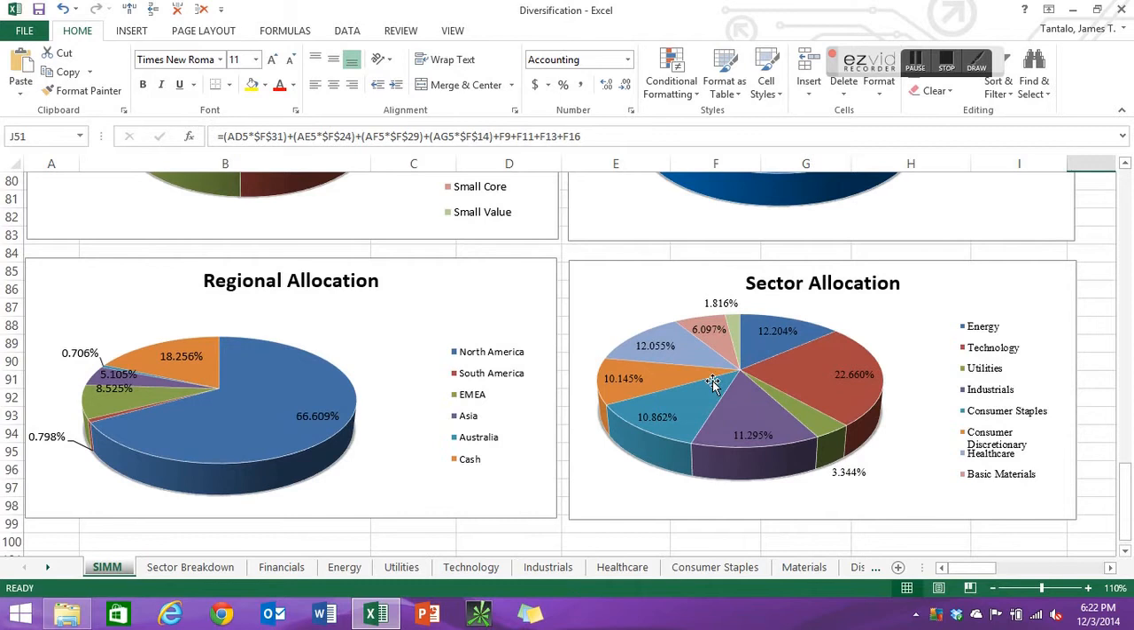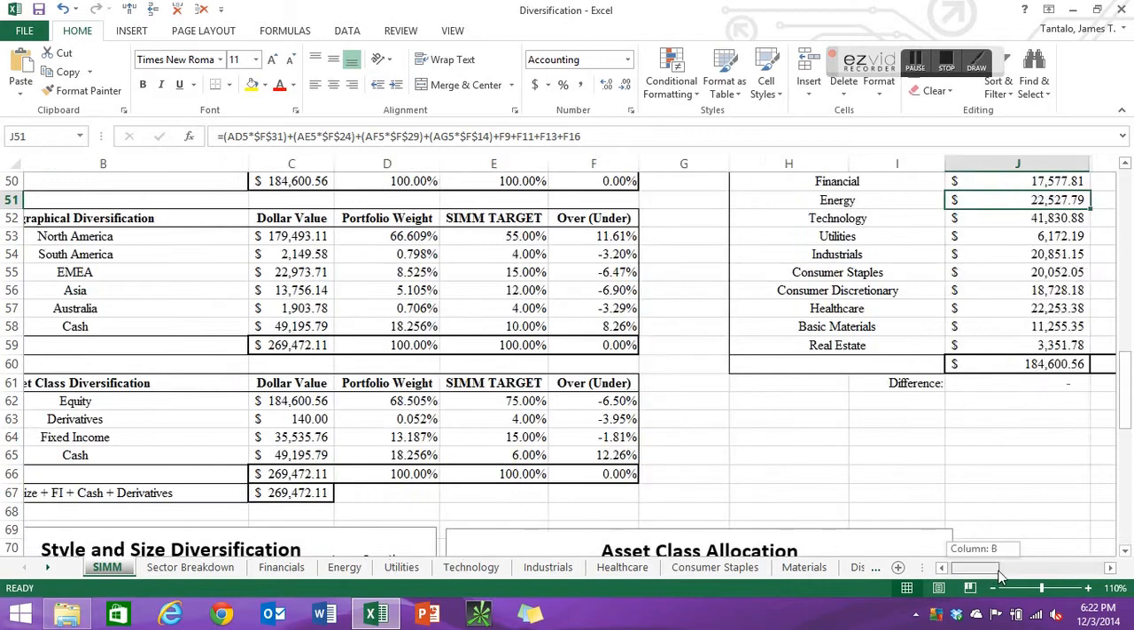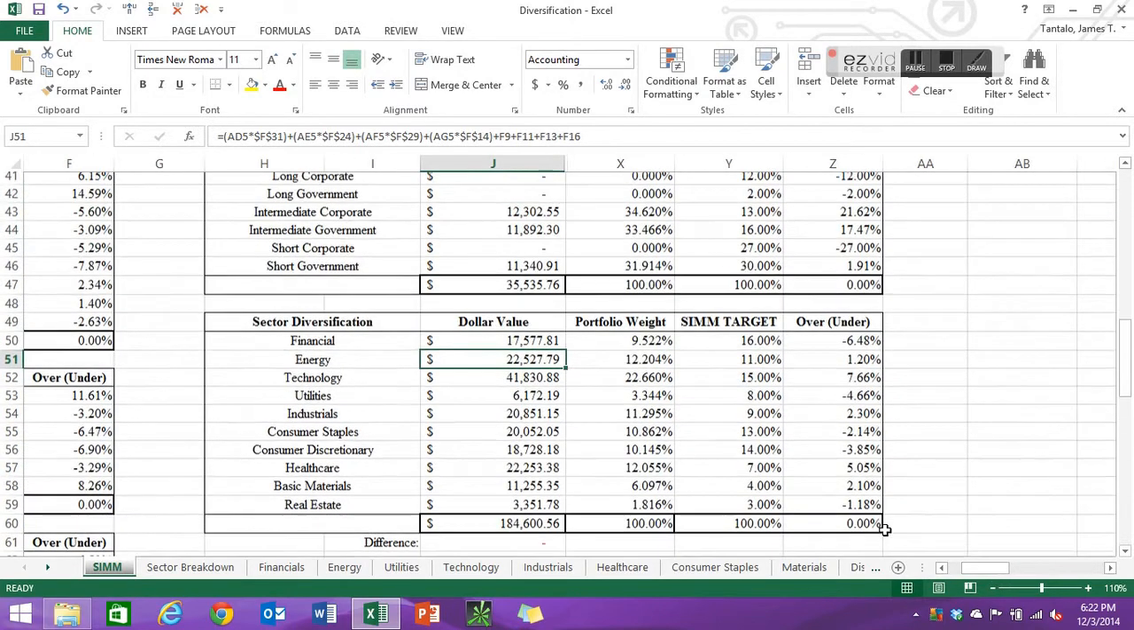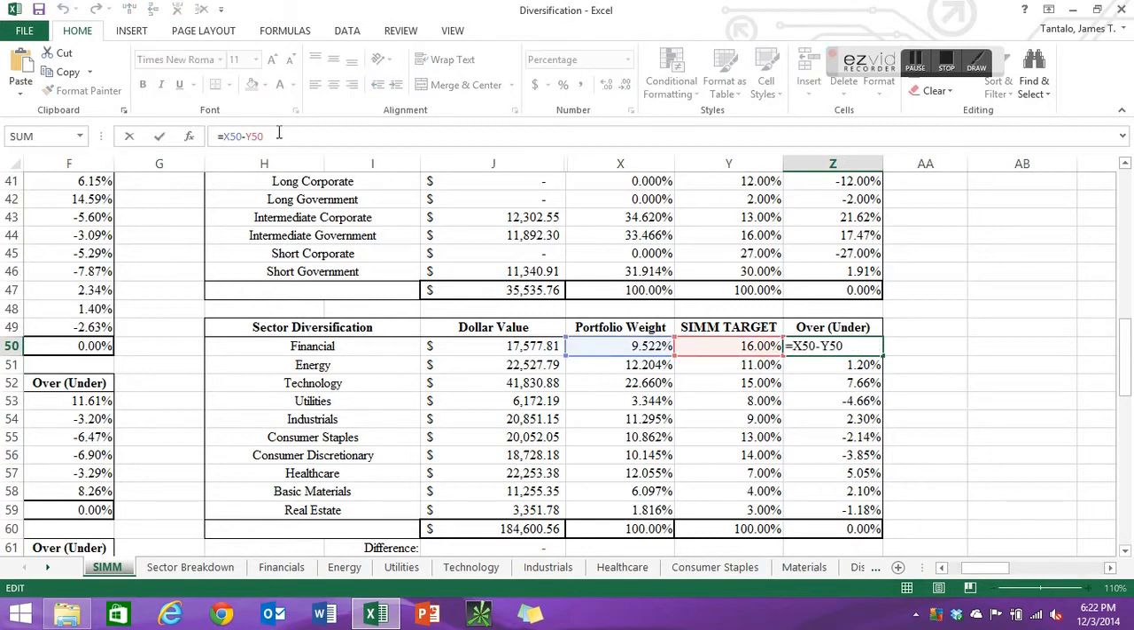And it's pretty spread, which is what we're looking for. So in all of these sections, you're also going to find a sim target. What the sim target does is show what we want our weights to be. So for instance, we want our financials weight to be 16%. Right now it's 9.5%, so we're considered underneath our target, which is what this minus 6.84% is. It's just taking the difference between our target and our weight. Now, contrarily, our energy sector target is 11%, and yet we have 12.2%. So we're actually overweight in that one. We're also overweight in tech.